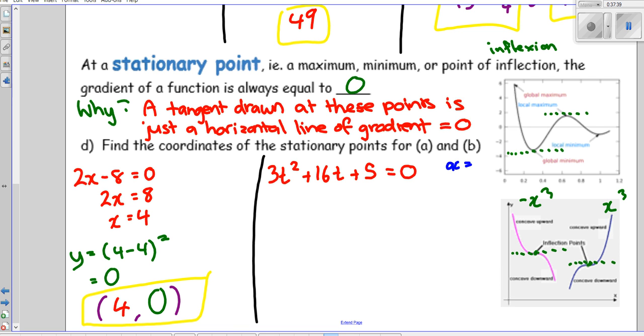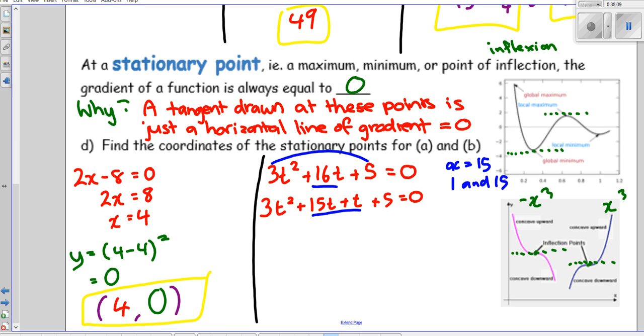AC is 3 times 5, 15. What are two numbers that multiply to 15 and add to 16? 15 and 1. So it turns out this does factorize nicely with the splitting method, which is why I'm getting you to practice it. If it was with a calculator, you can just throw it into polysolve instead. So with the splitting method we split 16t into 15t plus t.